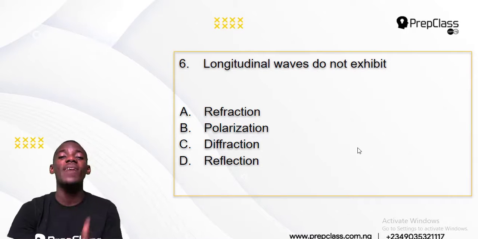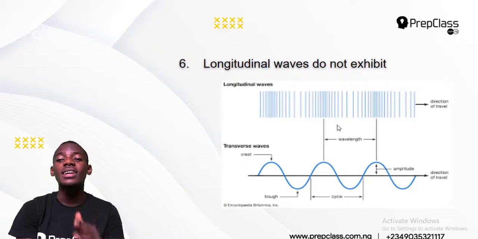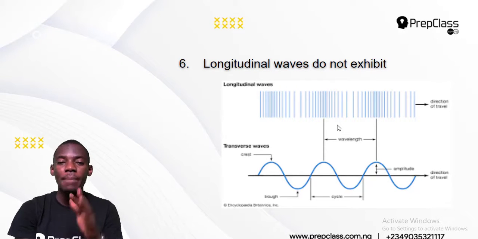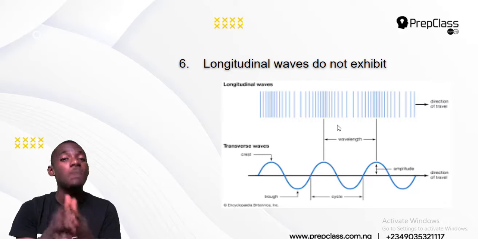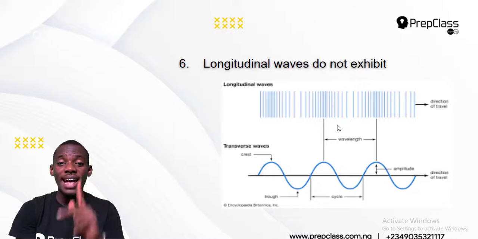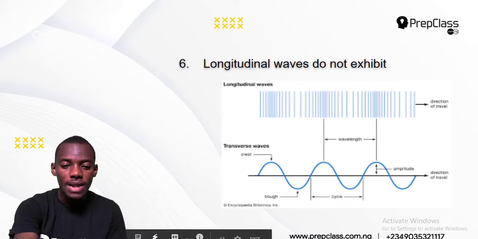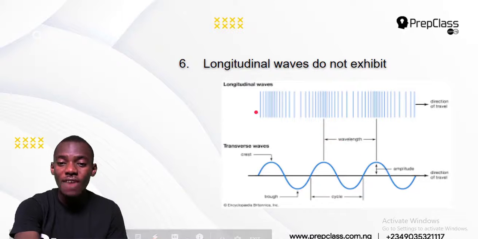First of all, we will begin by defining longitudinal wave. Longitudinal wave is the opposite of transverse wave. It is the wave that travels in the same direction as its propagation, while a transverse wave travels perpendicular to the direction of its propagation. Transverse wave is moving perpendicularly, up and down, up and down. But longitudinal wave travels straight in the same direction of its propagation.